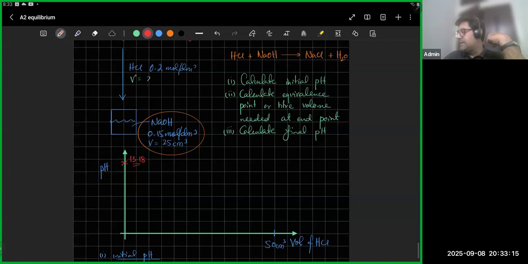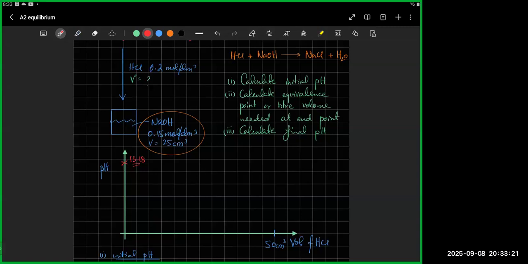Because my flask only has NaOH. Clear? Ibrahim, is this clear? Hala, is this clear? Yeah. Yes. Yes.